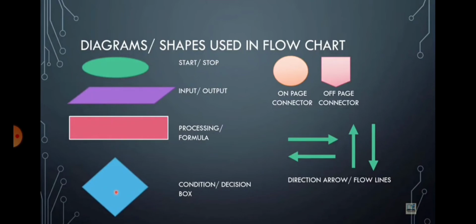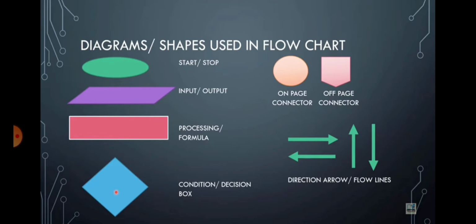The first one is in an oval shape. It is known as a start and stop. The name of the symbol is start and stop. This is used at the beginning and at the end of a flowchart to indicate start and end of the program or the algorithm respectively. It is always used in the starting as well as the end of the program to show the start and the end of the program.